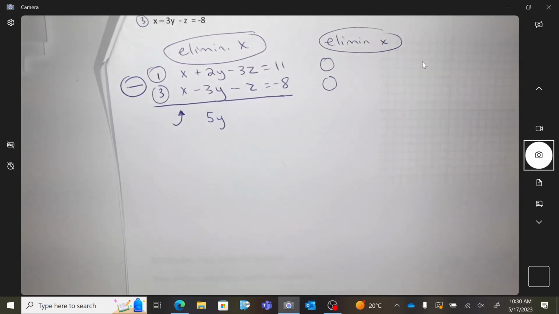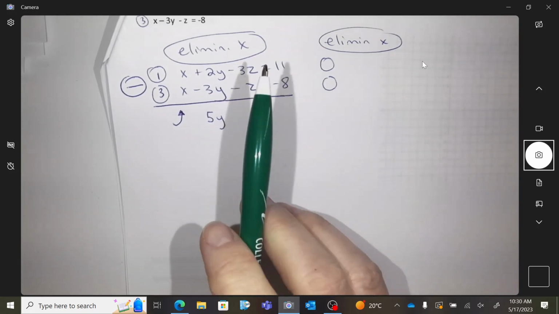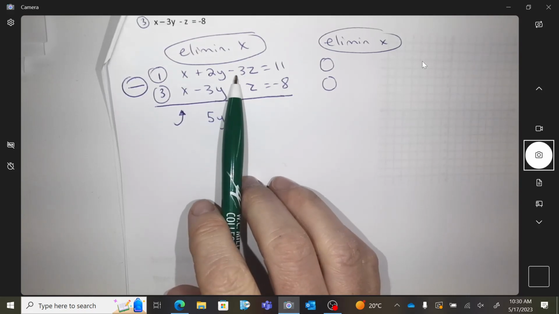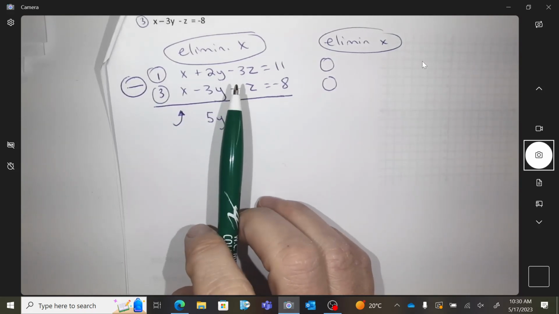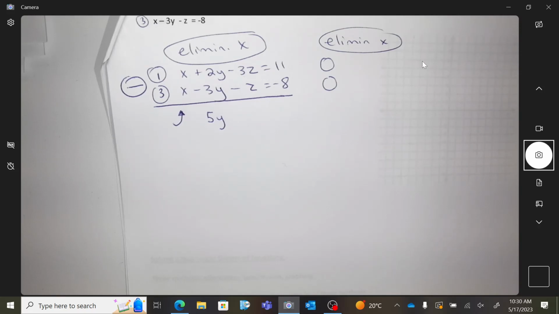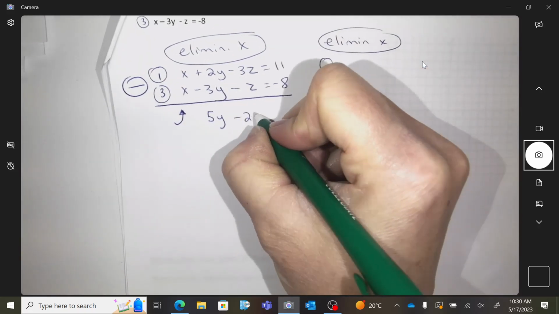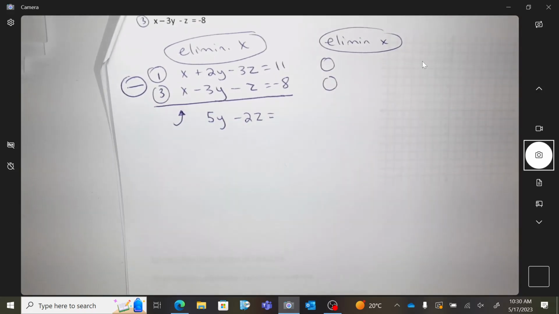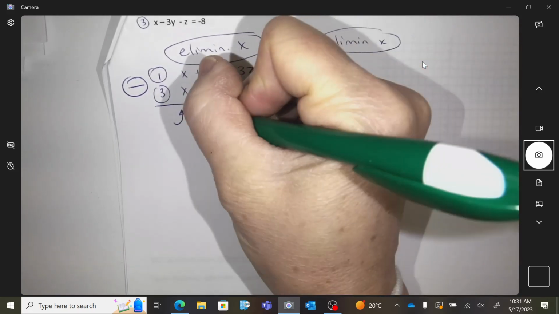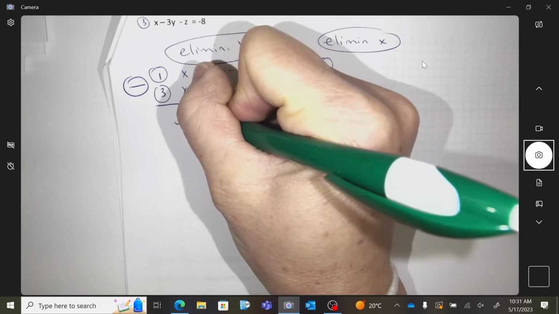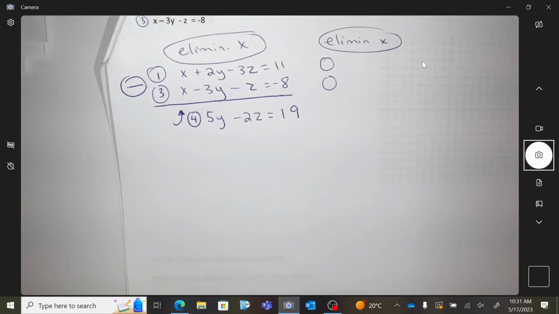5y. Ooh, do your math here. Ready? Negative 3 subtract a negative 1. And then 11 subtract the negative adds the 8, so 19. And then we call this the 4th equation.